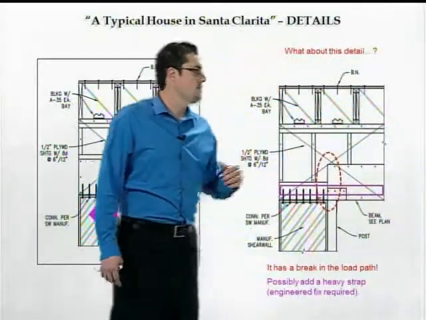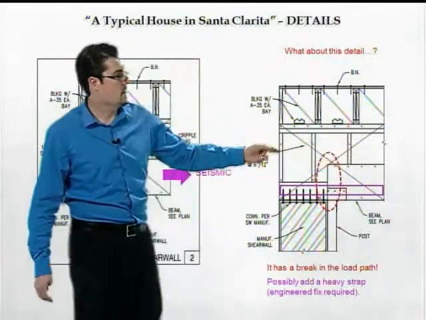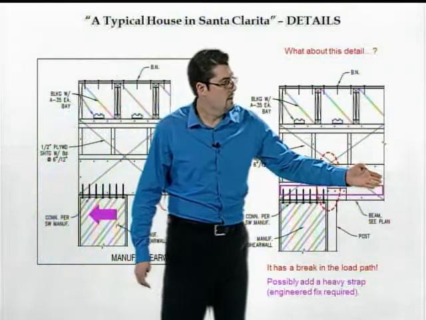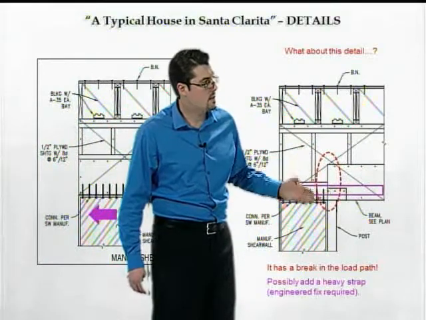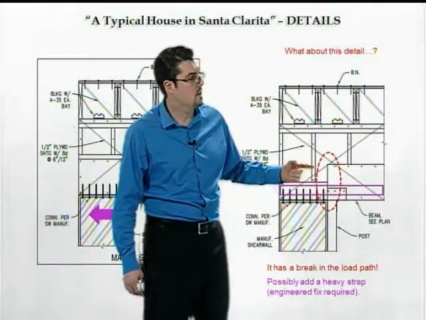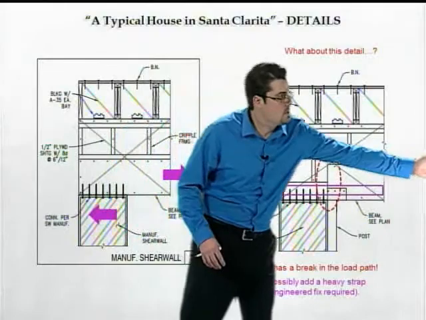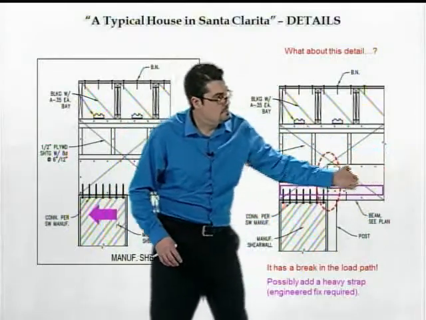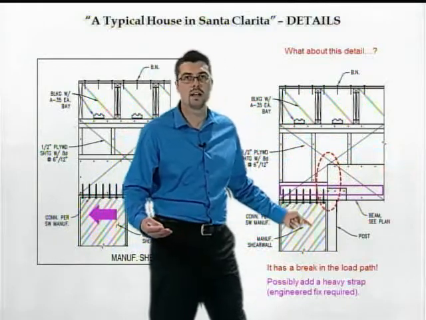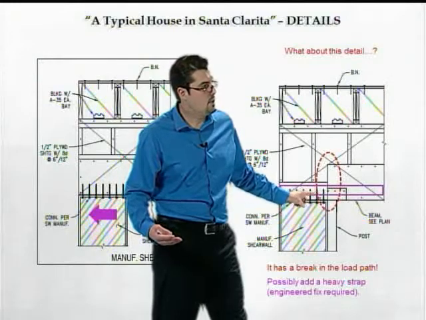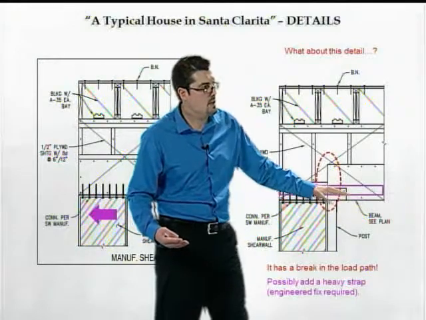Now, as an alternate, instead of this detail here, what if we had this detail here? In this example, the garage header was not run over the shear wall. It stops right there, and it's sitting on a post instead. Now, what's wrong with that? Well, the problem there is all of that force that's being collected by that beam, if the beam stops short of the shear wall, there's no way for that force to get into that element. Even though I've got screws here that go into this block, there's no connection between the beam and the block.